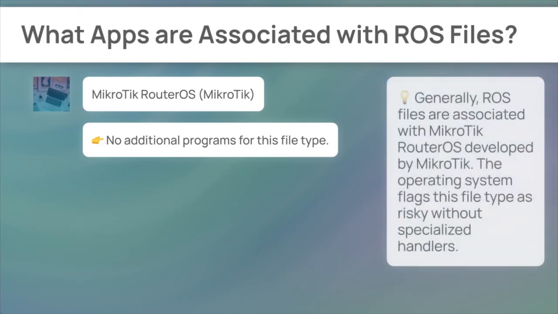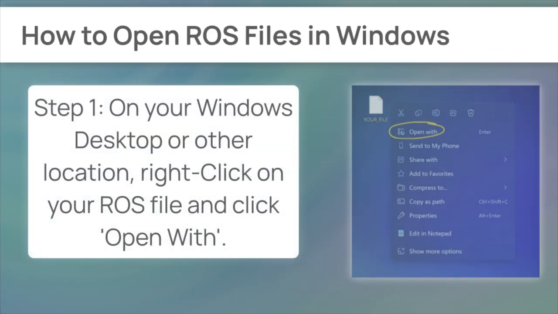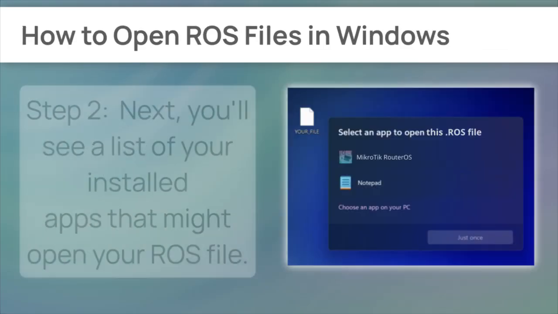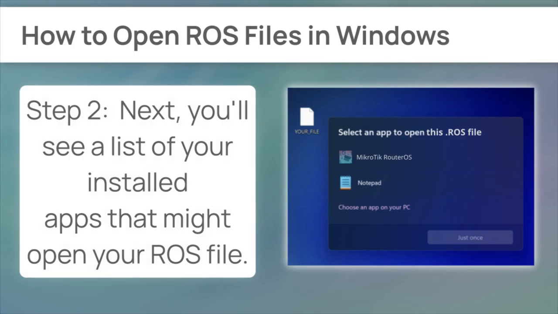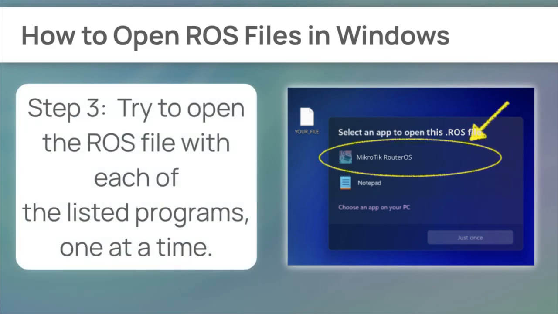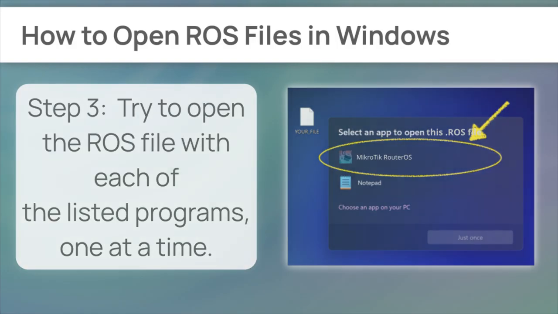The operating system flags this file type as risky without specialized handlers. Windows only shows the backup file itself, while deeper access requires the original software. To solve this stubborn file problem, right-click the ROS file and choose Open With. If MikroTik RouterOS is installed, test that. If not, choose another application. The solution lies in finding the right software.